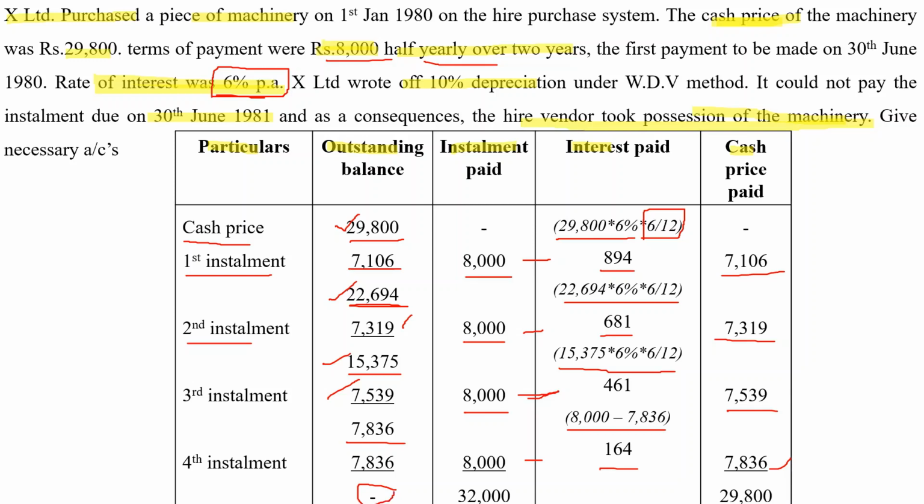This second column will give you the total hire purchase price. 32,000 is the total hire purchase price and 29,800 is the cash price of the asset. So this is with regard to interest calculation.